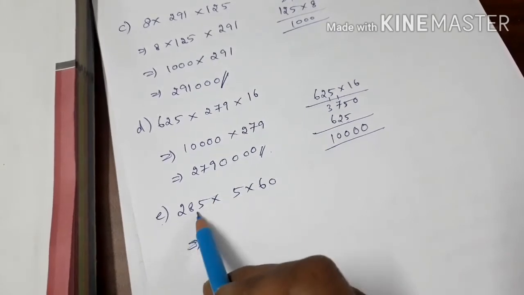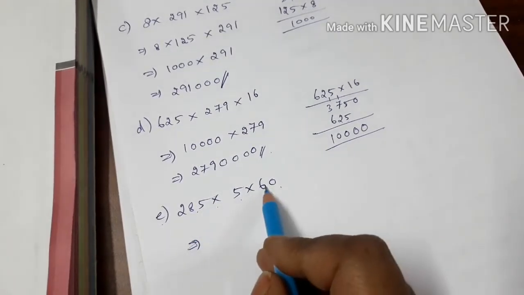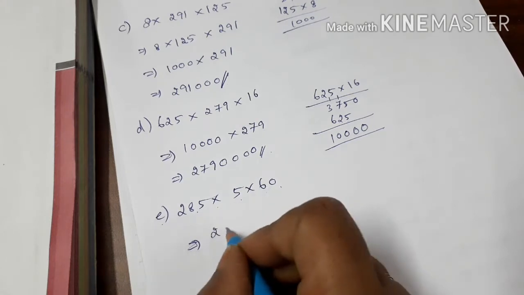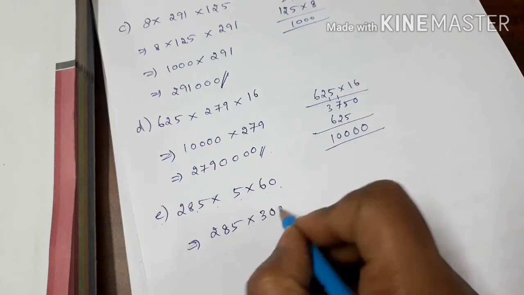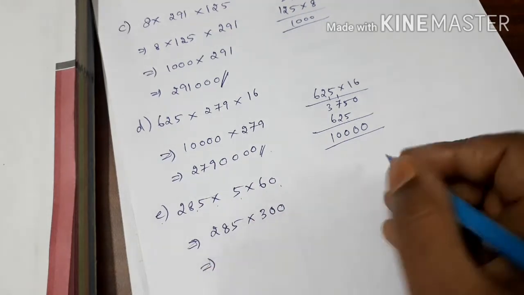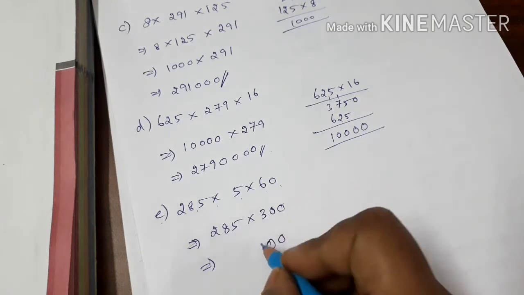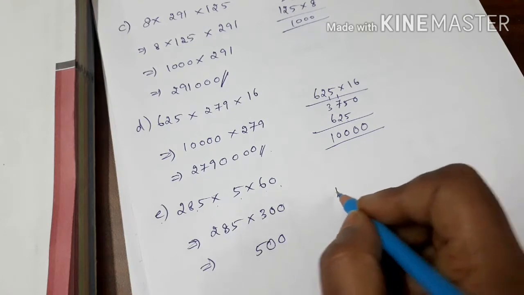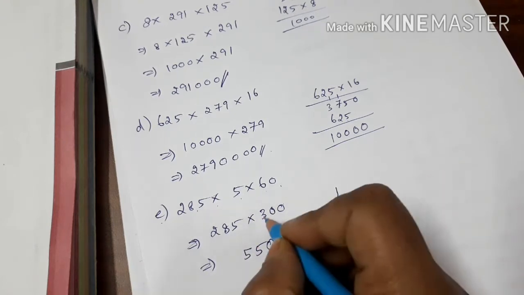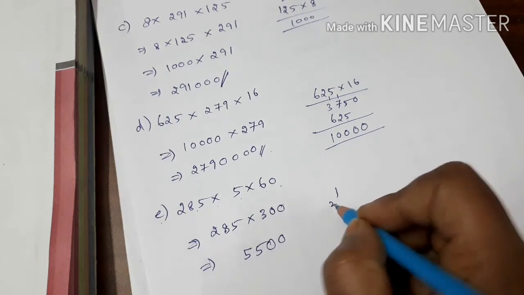E sum: 285 into 5 into 60. 6 fives are 30, 0. Again we are multiplying, so 2 zeros will come. When we multiply with 3: 3 fives are 15, remaining 1; 8 threes are 24, 25, remaining 2; 3 twos are 6, 6, 7, 8.